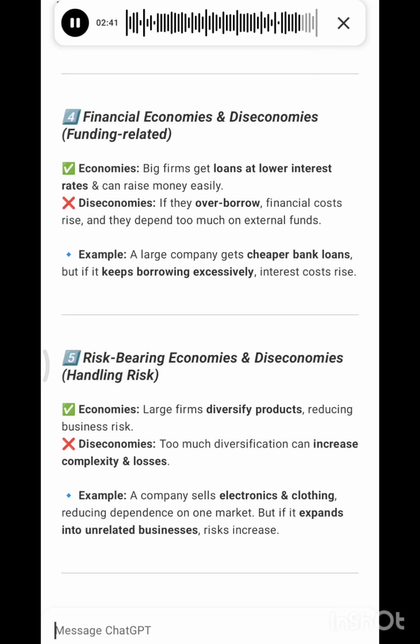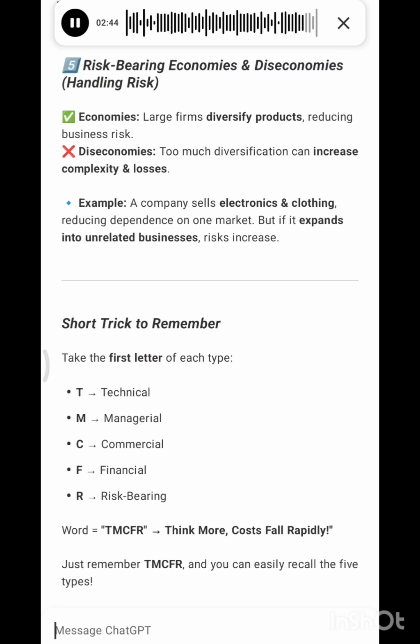Short trick to remember. Take the first letter of each type. T, technical. M, managerial. C, commercial. F, financial. R, risk-bearing. Word equals TMCFR: think more, costs fall rapidly. Just remember TMCFR, and you can easily recall the 5 types.